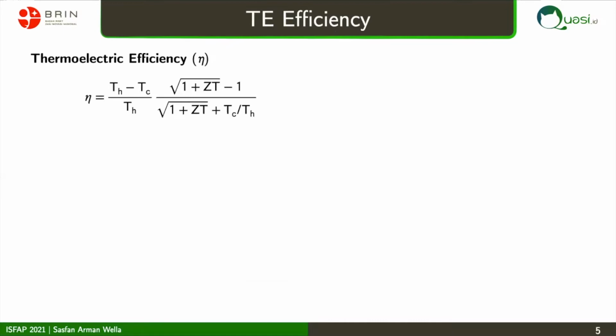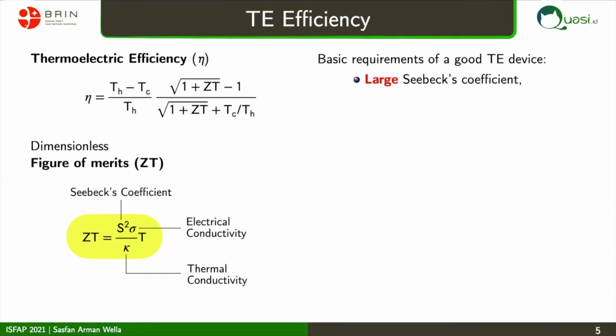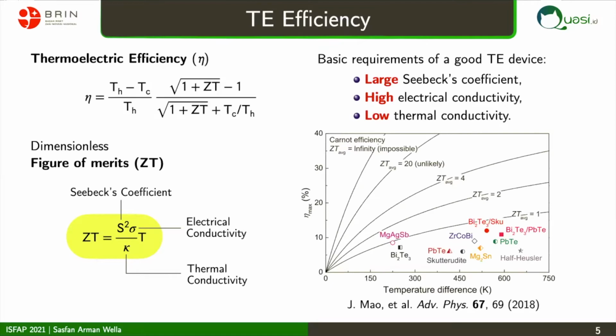The TE efficiency could be estimated by this formula, which mainly depends on the dimensionless figure of merit, or ZT. ZT itself depends on the Seebeck coefficient, electrical conductivity, and thermal conductivity. In order to find a good TE device, we need large S, high sigma, and low kappa. Until now, many studies have investigated the TE efficiency of various materials. However, most of them have ZT less than 1, still smaller than other devices, for example, photovoltaic devices. Therefore, it is important to find a good way to enhance the efficiency.